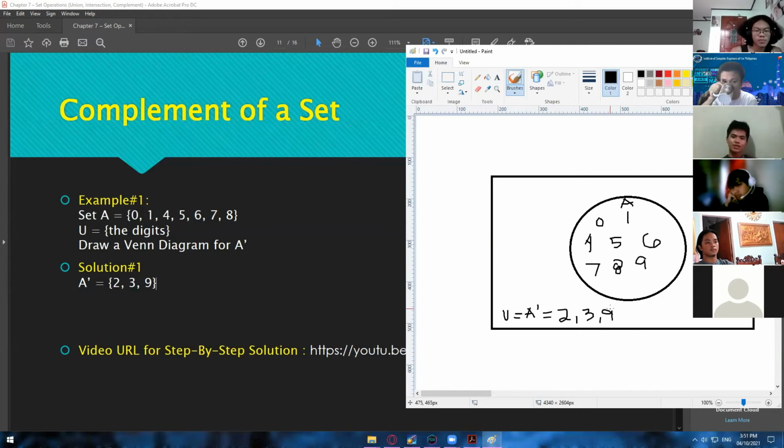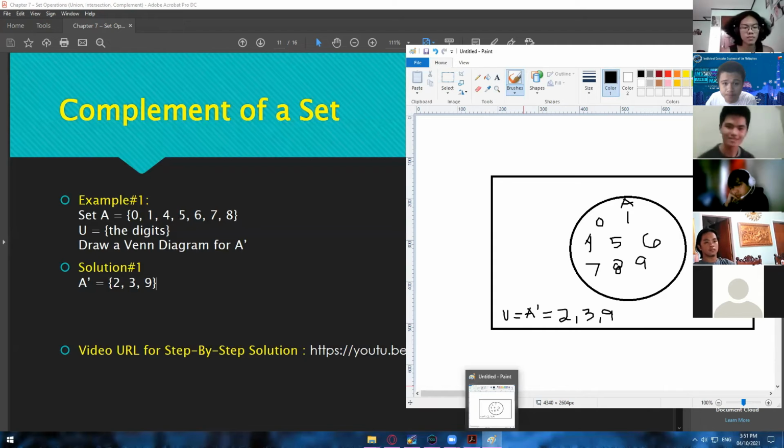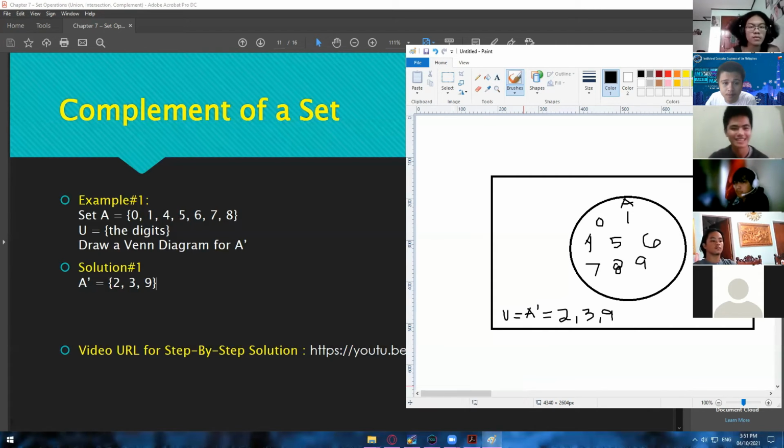There's a set A, sir, you wrote a 9 in it. Pardon? You put a 9 in set A. Ah, thank you for that. So it's 0, 1, 4, 5, 6, 7, 8 only. Very good, Mr. Brexter. Okay, so thank you.